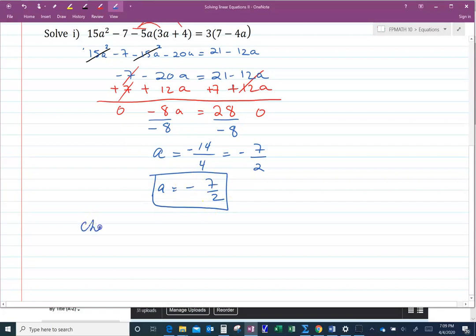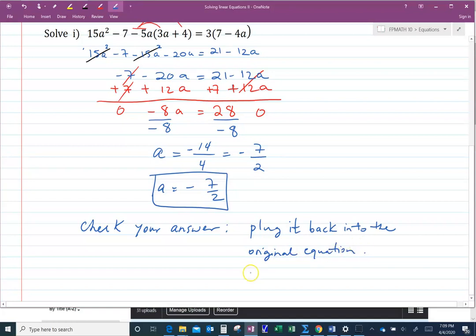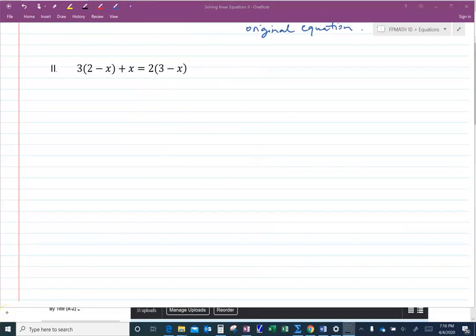Once you get this, you must check your answer. And that means you plug it back into the original equation. Look at the second example, and just go through it. Make sure that on each side you actually simplify or expand before doing any isolation and all that. So let's get doing that first, and then we'll come back.